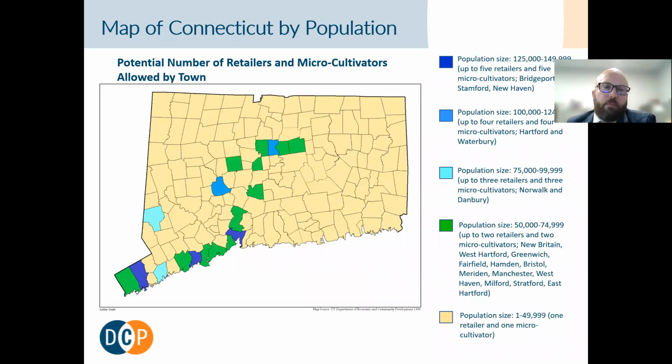This is a map of the number of facilities that can be, or that are, permitted based on that cap. And this map is available on our website. It gives you an idea of how many retailers and micro cultivators can occur in each municipality. As you can see, the majority are permitted one of each.